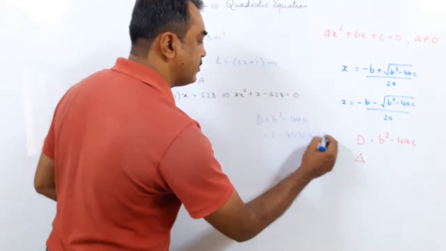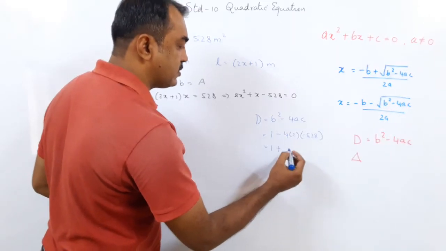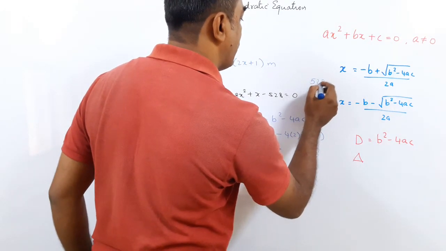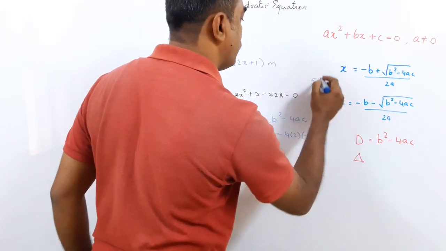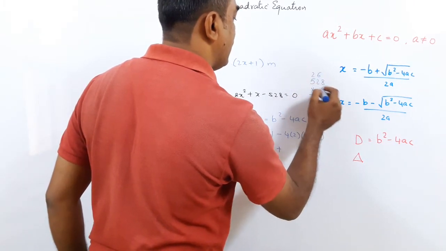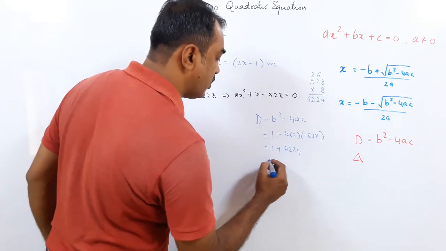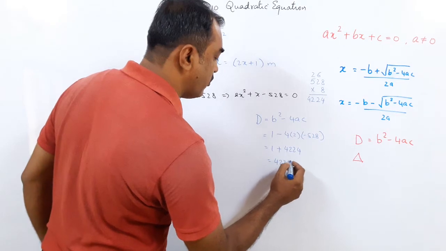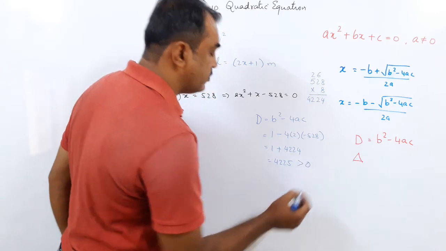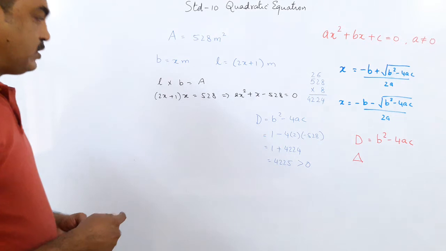So minus 528, we get 1 minus minus becomes plus, and we have 4 2s are 8. 8 into 528. So 528 into 8: 8 8s are 64, 6, 8 2s are 16 and 6 is 22, 8 5s are 40 and 4 is 44. So 1 plus 4224 equal to 4225. And 4225 is greater than 0. Right. So we'll have two roots. Which two roots will we have?